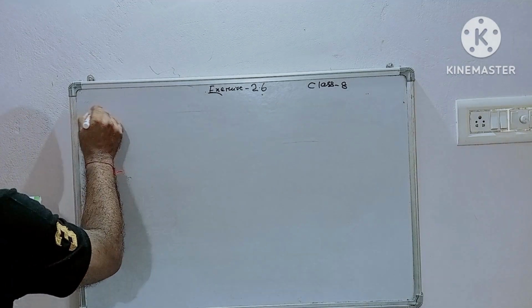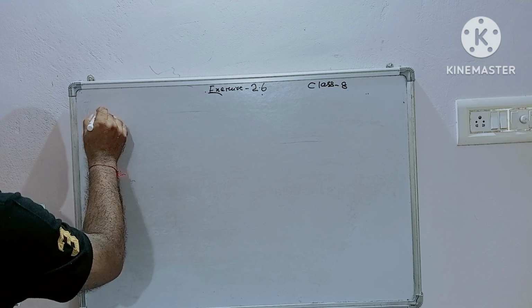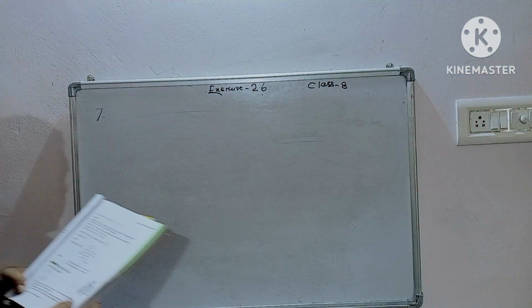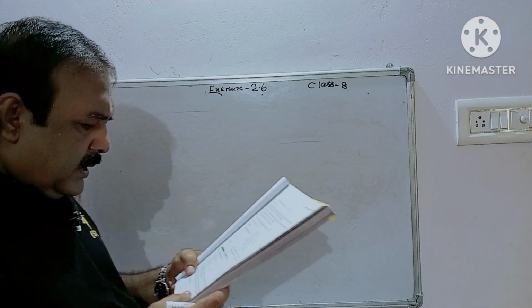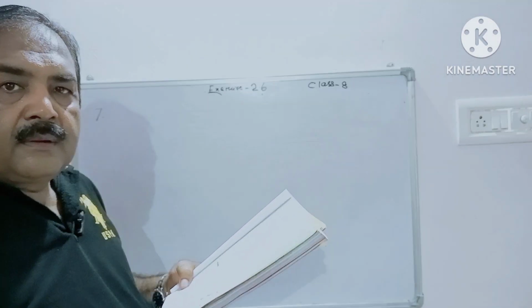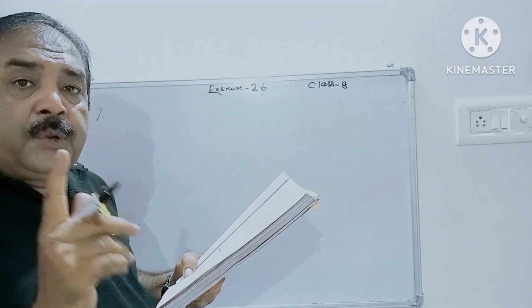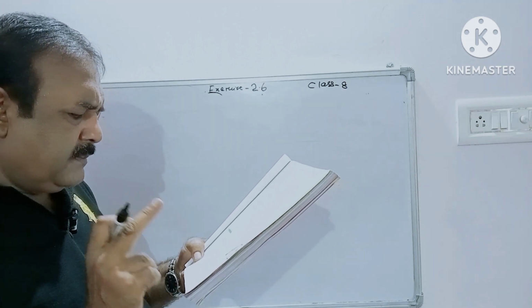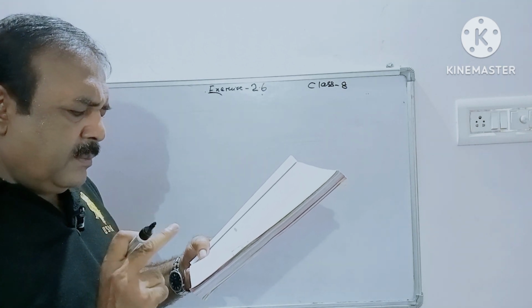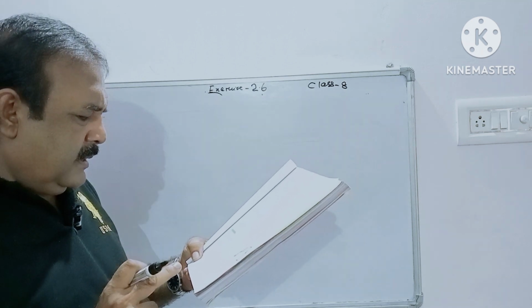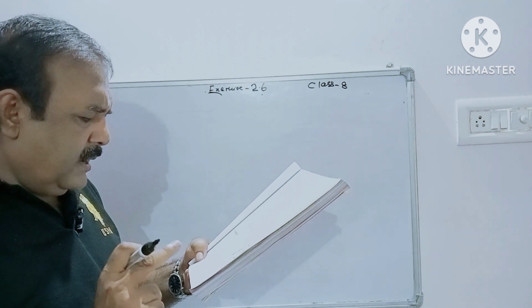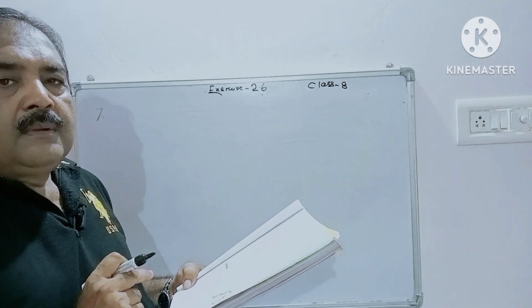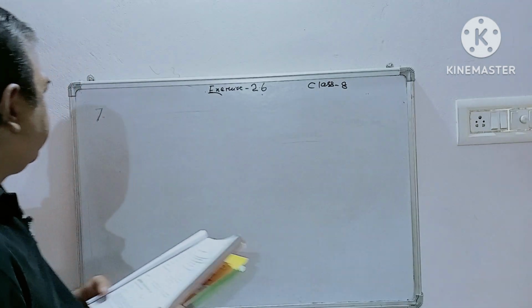So, question number 7. The denominator of a rational number is greater than the numerator by 8. If the numerator is increased by 17 and the denominator is decreased by 1, the number obtained is 3 upon 2. So find the rational number.